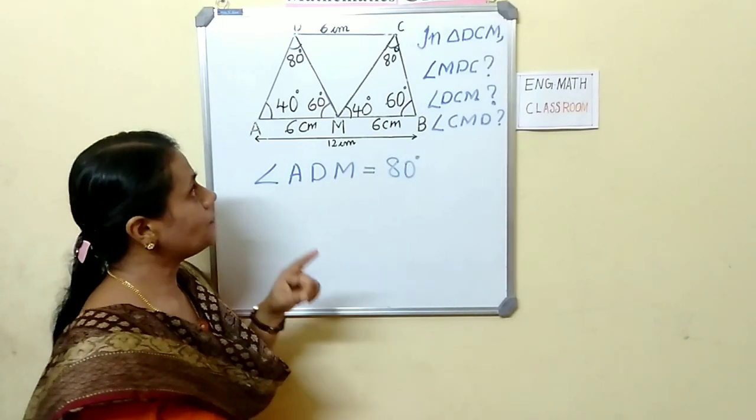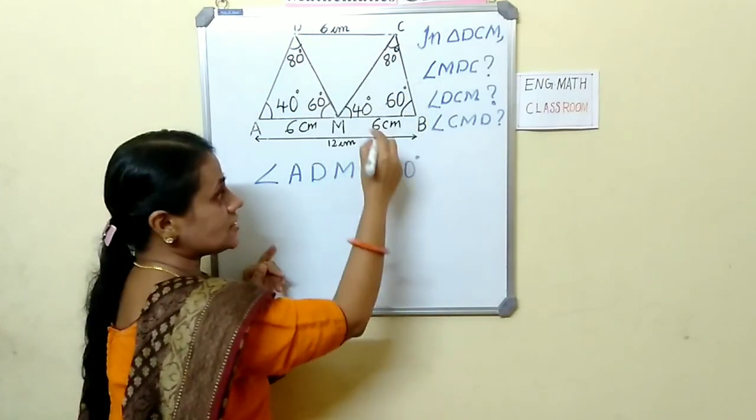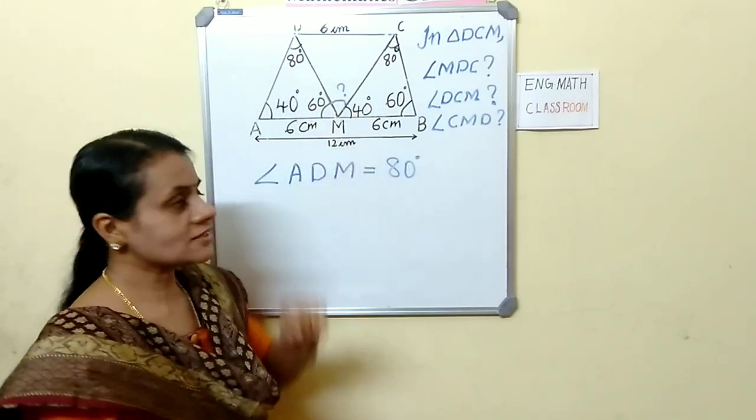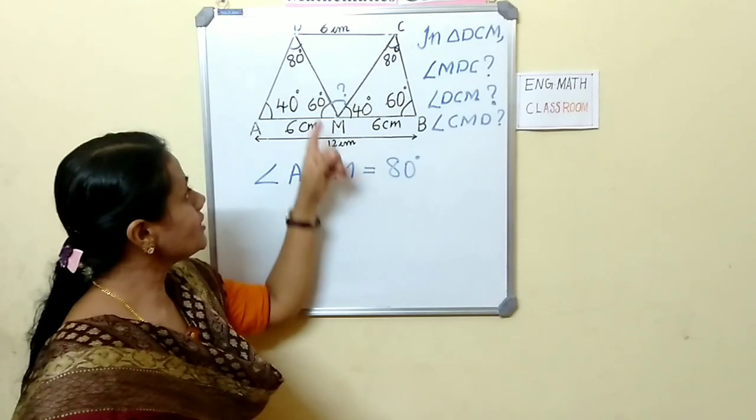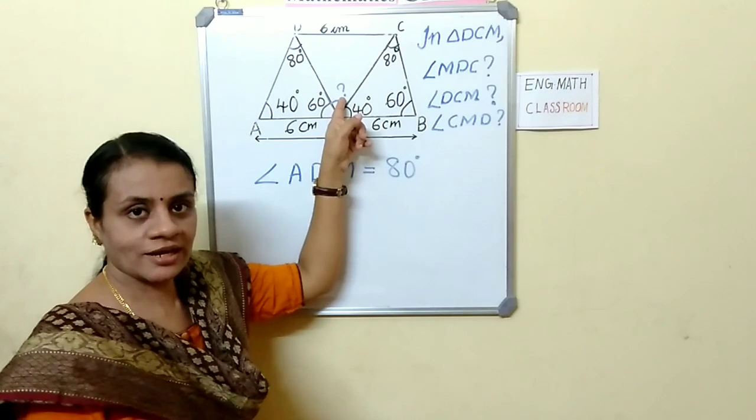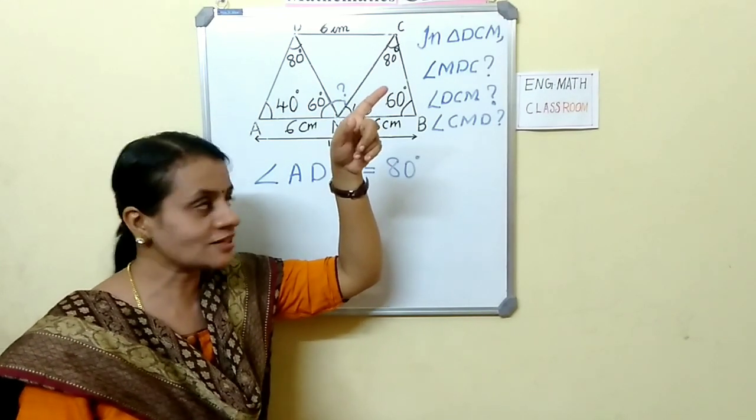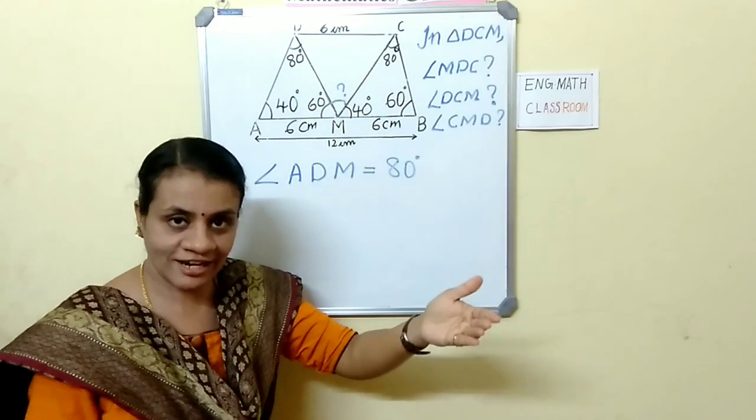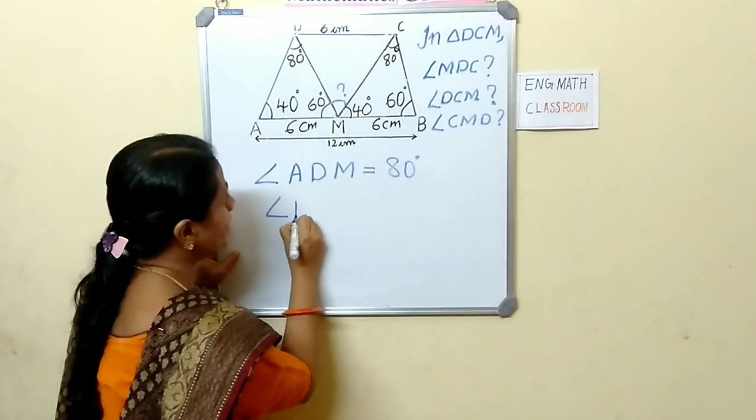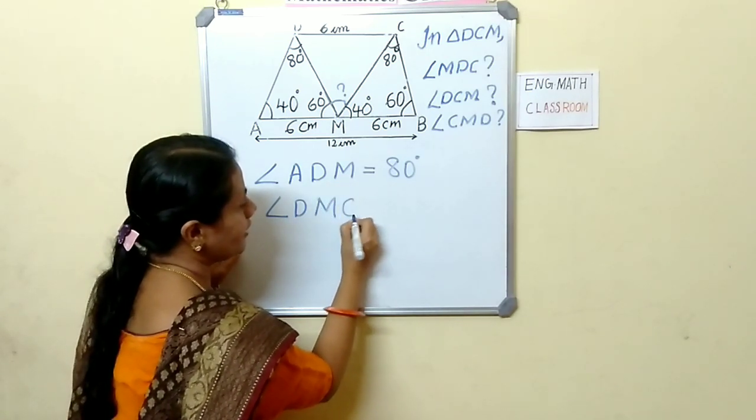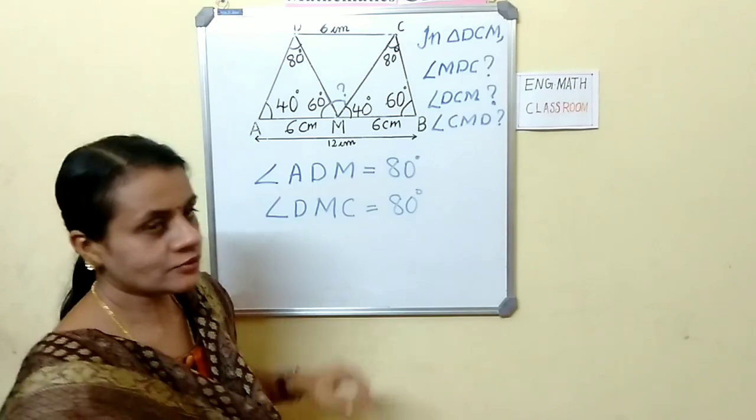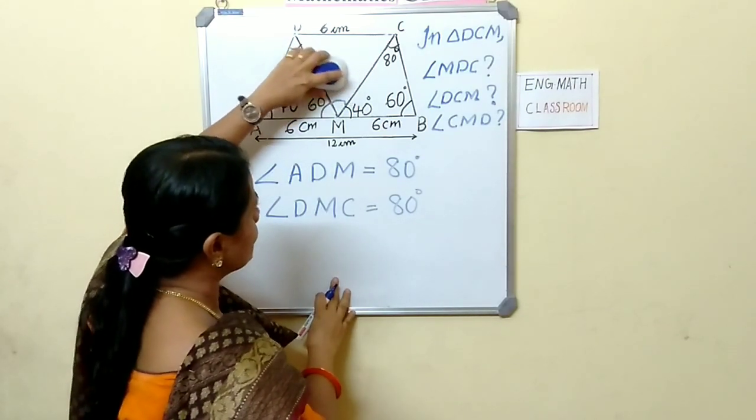So what will be angle DMC? Here, what is this angle? Can you find out? Correct. It is 80 degree. Why is it 80? If this angle is 80, this is also 80. What is the reason? We have found in the presentation, these two angles are alternate angles and alternate angles are equal. So, angle DMC equals 80 degree. Write it down. I am rubbing the question mark. We can write here 80 degree.